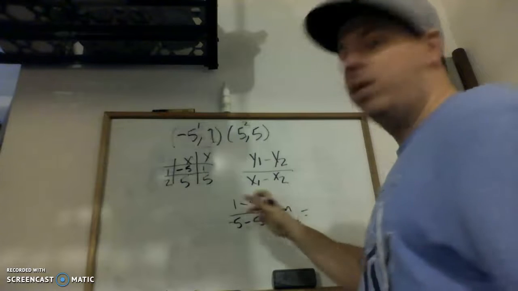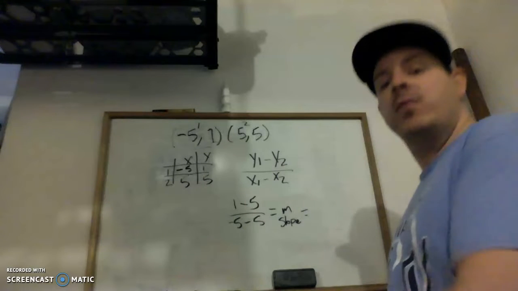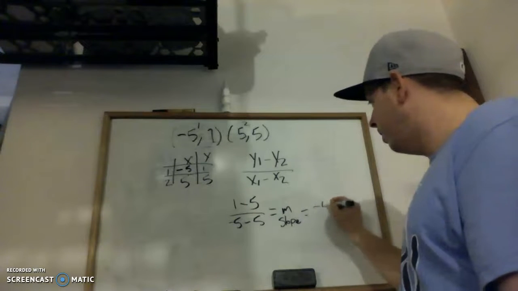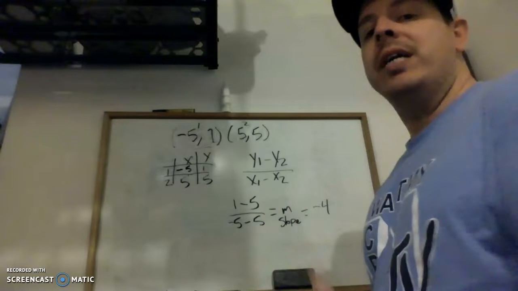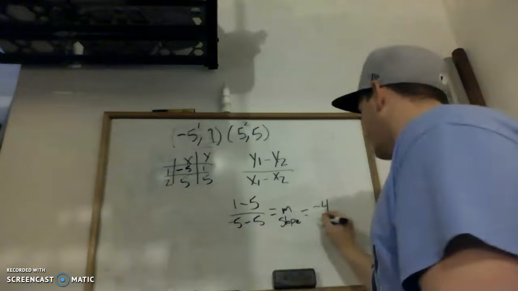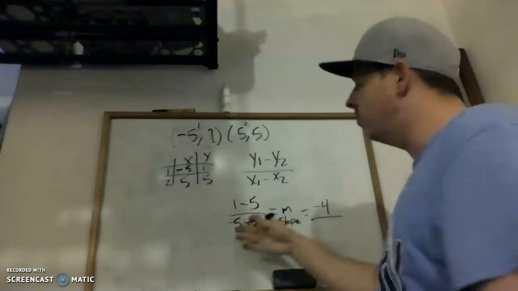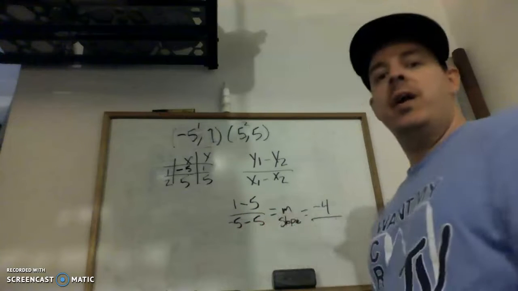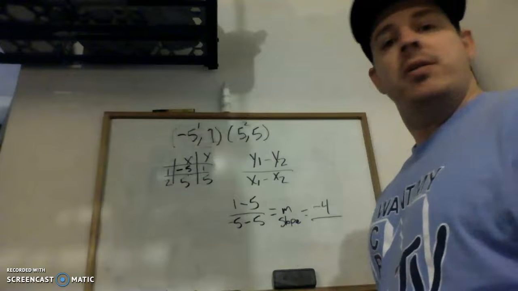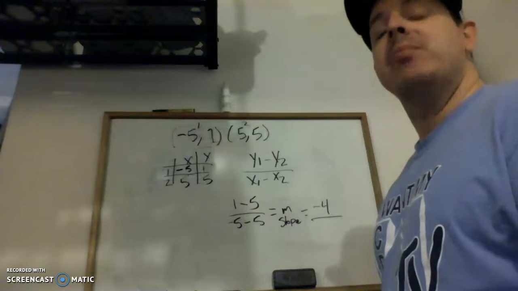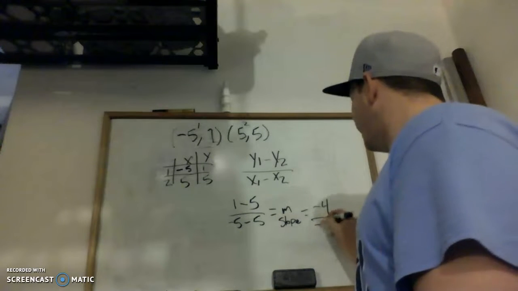All right, so our m, or slope, is going to equal 1 minus 5, which equals -4. Remember, if you have $1 in the bank and you spend 5, you're going to end up with -4. That's going to be over -5 minus 5. Same sign, so it's always going to be adding, and then I keep my sign. So it's going to be -10.